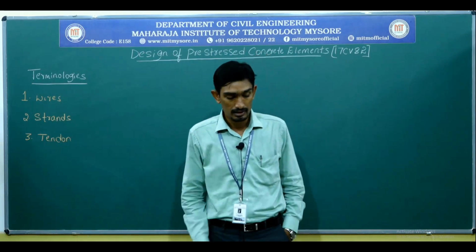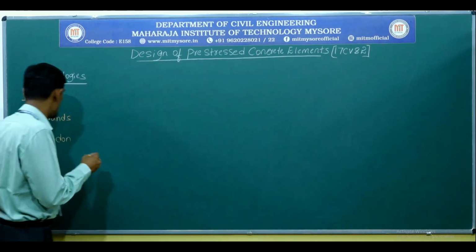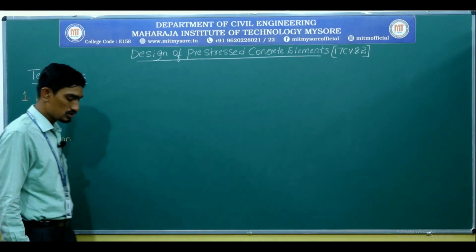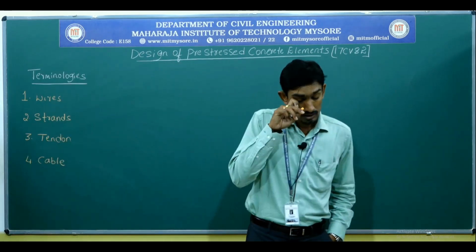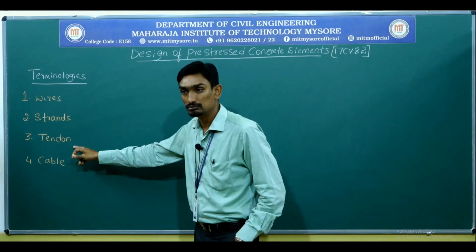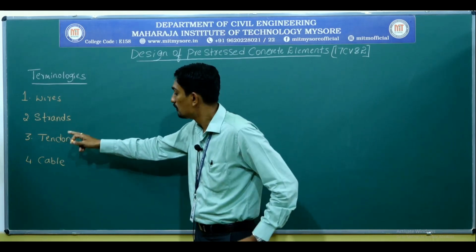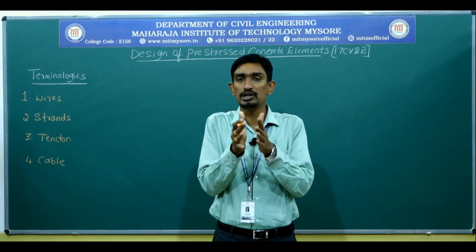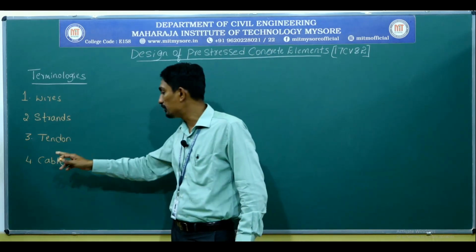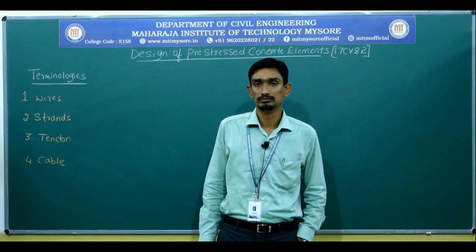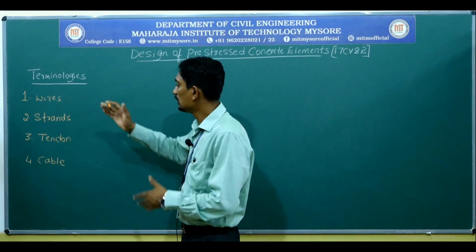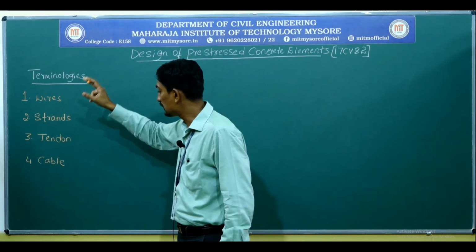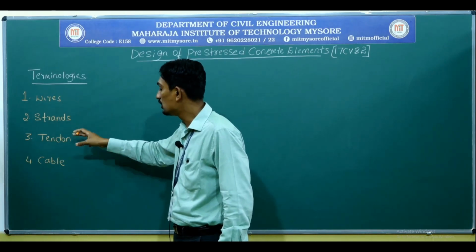Is it clear? Next, the next terminology is cable. What is the meaning of a cable? A group of tendons will form a cable. If all those groups of tendons are joined together, that will form a cable or prestressing cable. This is the important terminology. First you need to understand what is the meaning of wire, of strand, of tendon, and of cable.